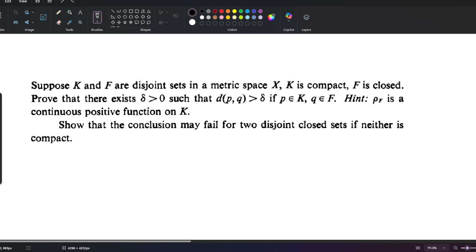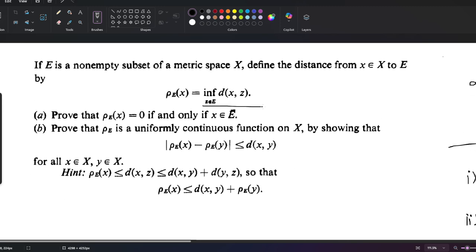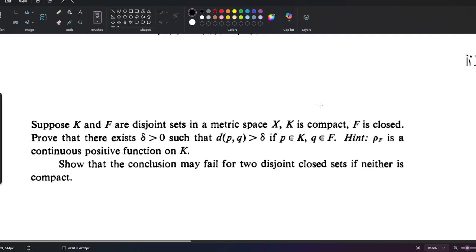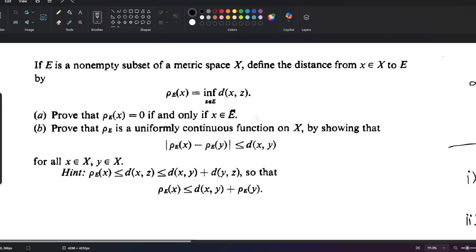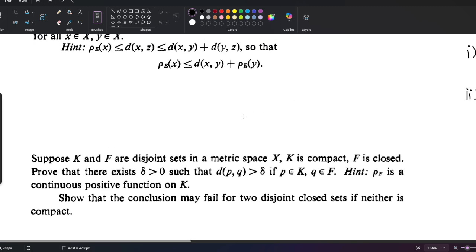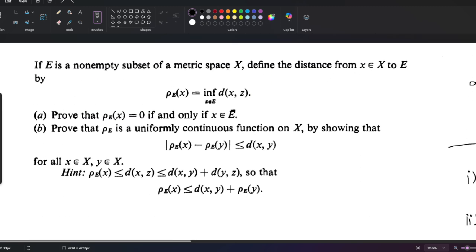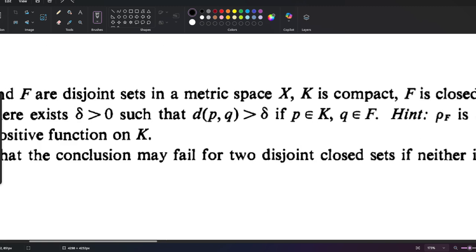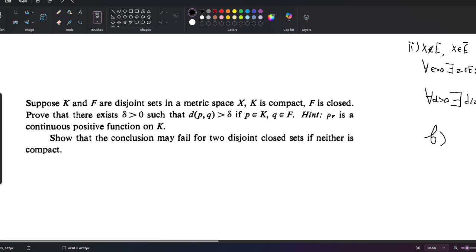So let's begin. First of all, rho f is going to be a continuous positive function on K because, first of all, it's defined in a way that implies that it's non-negative. Why is it positive? Well, if we look into rho f, first of all, it's continuous on K by analogy, as here it's continuous on X. The logic is basically the same. You can apply it to this X, and then it's going to be continuous on this subset.